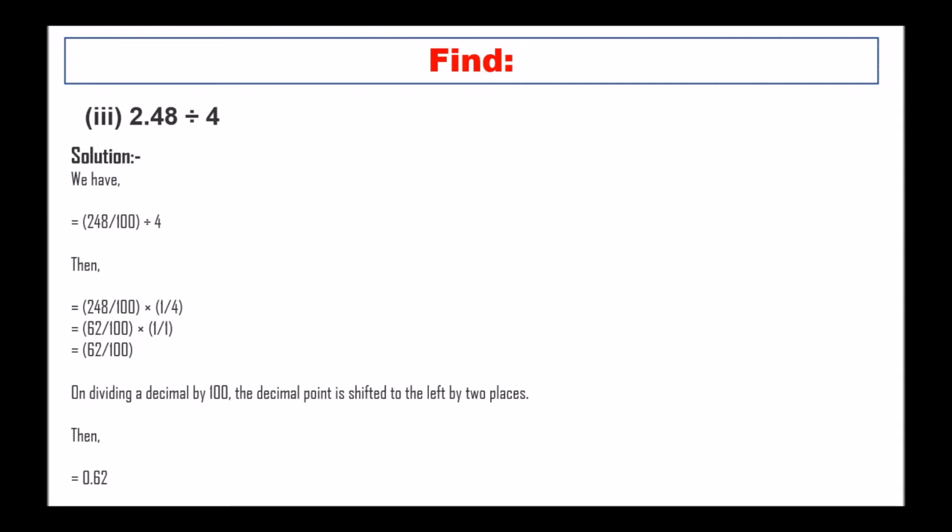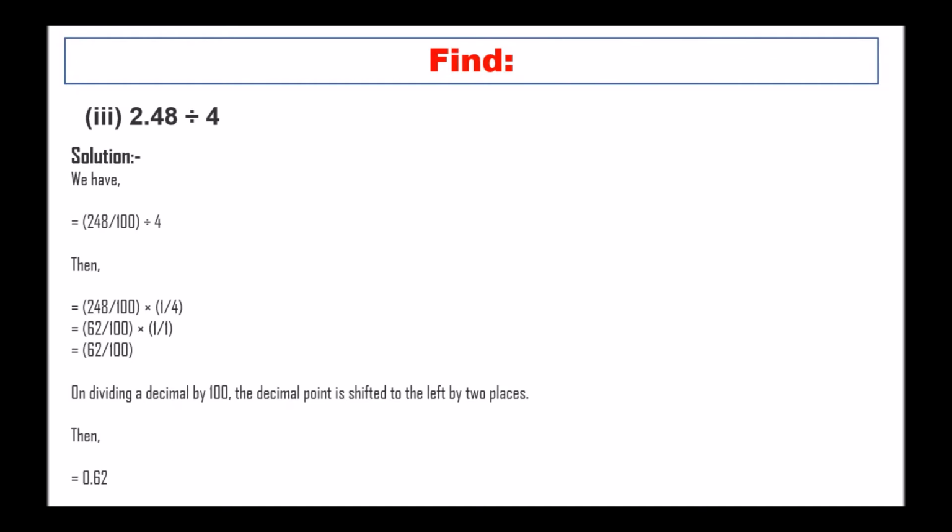Next, 2.48 divided by 4. Now we will remove the decimal. So it will become 248 upon 100 divided by 4. Now we will remove the division sign and convert it into multiplication. So 248 upon 100 into 1 upon 4.